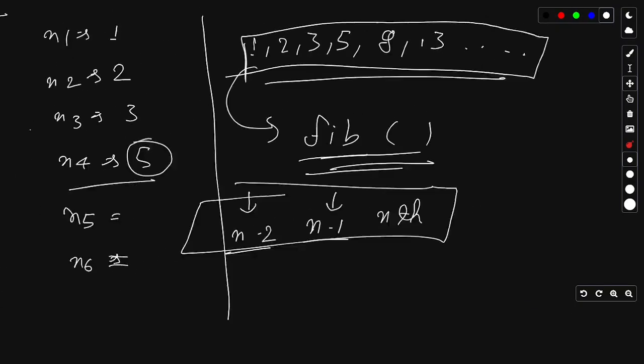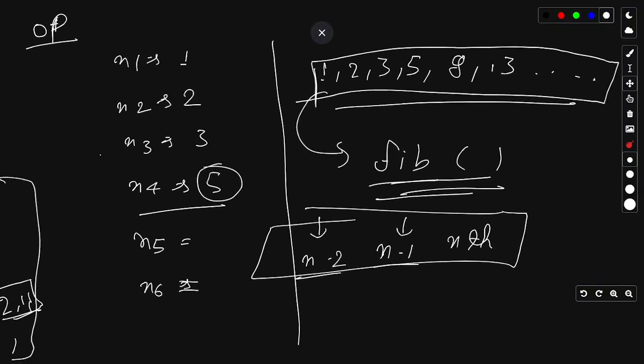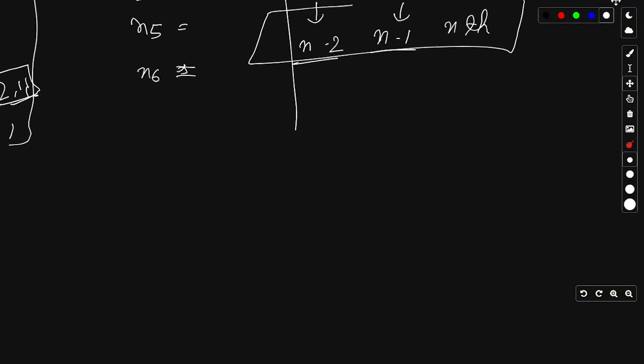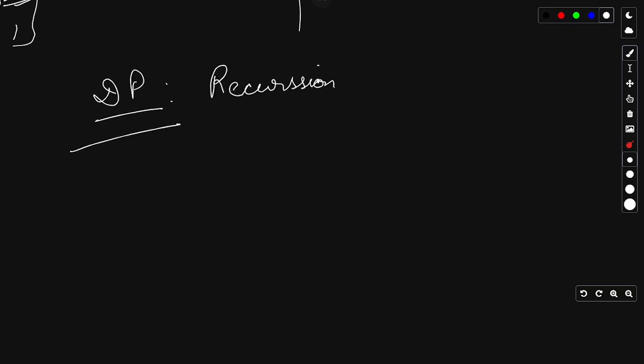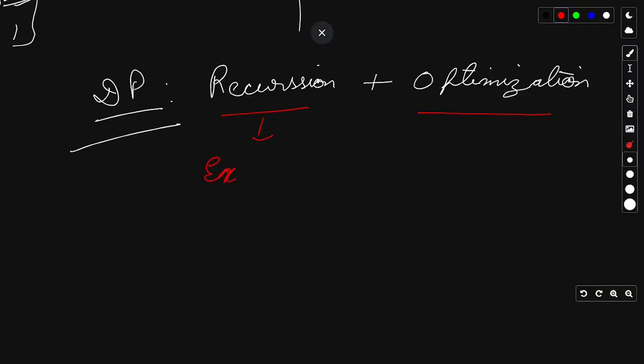So if we try to understand DP through this problem, what I will be telling you is, let's talk about DP right now. DP is nothing but recursion with optimization. Recursion means we are exploring all paths, exploring everything.